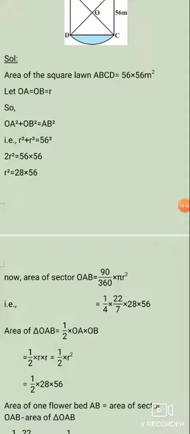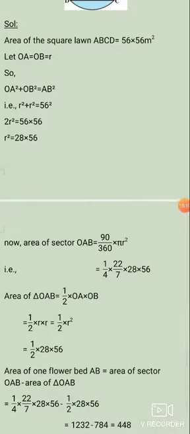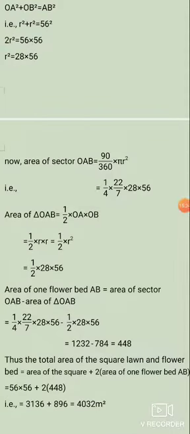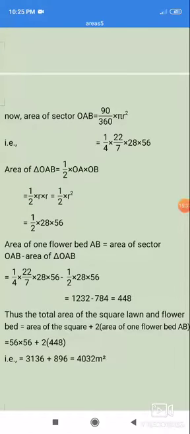Substitute it there. Next one, area of one flower bed AB is equal to area of the sector OAB minus area of triangle OAB. So substitute all that. Area of the sector OAB is equal to 1 by 4 into 22 by 7 into 28 into 56 minus half into what? Area of the triangle OAB is what? 28 into 56. When you subtract, what is at last? 448.